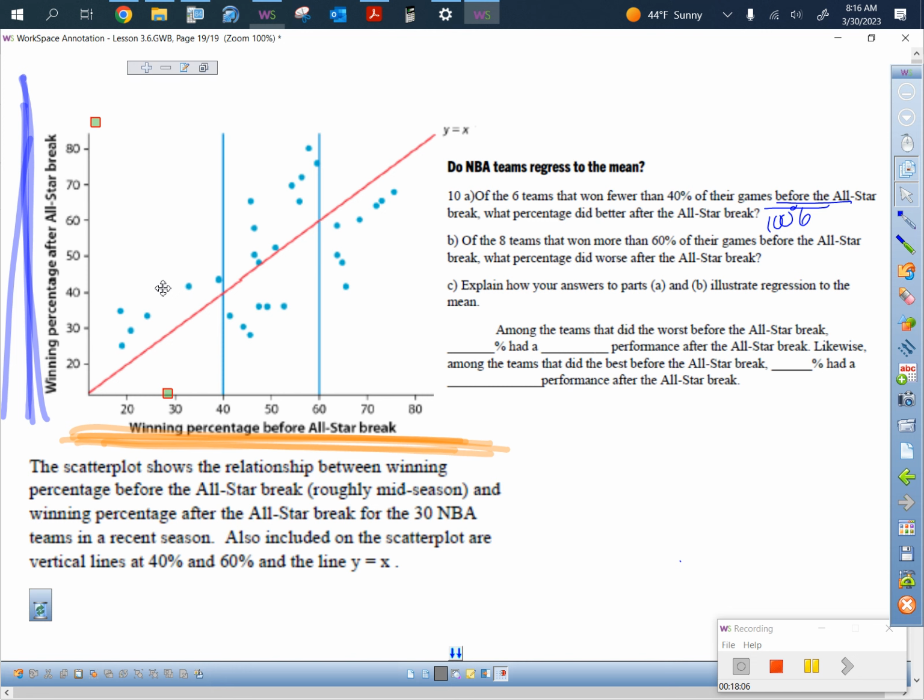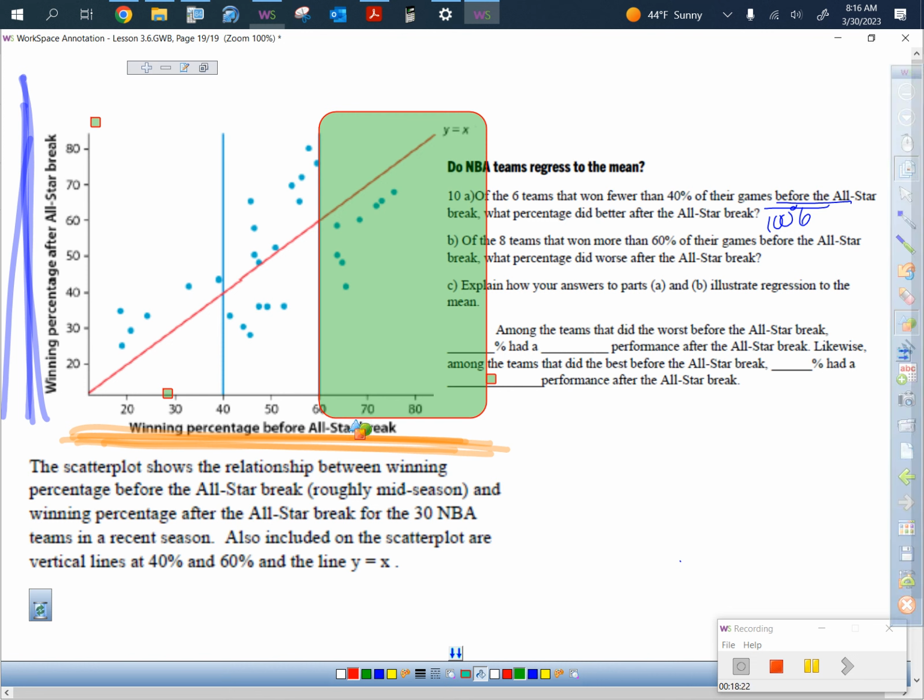Let me delete that. Of the 8 teams that won more than 60% before the All-Star break. So would you see right there? They won more than 60 games before the All-Star break. So they won a bunch of games early in the season. Where are the dots at in relation to the line, above or below? That's below the line. It says, what percent did worse after the All-Star break? It's also 100%. Right? 100%. Because they won big time early.